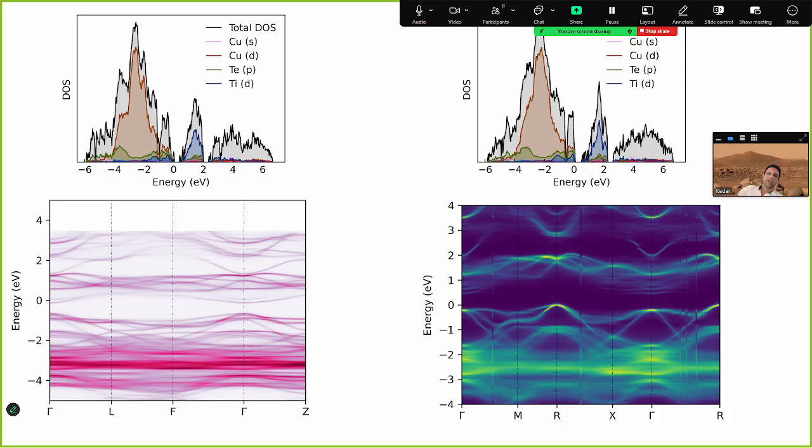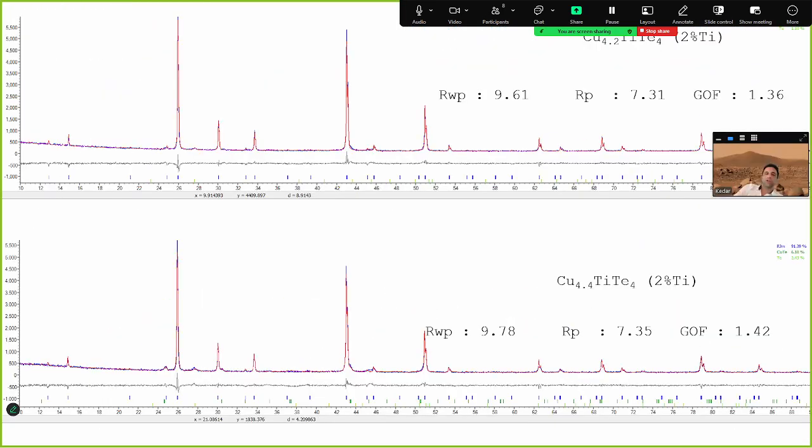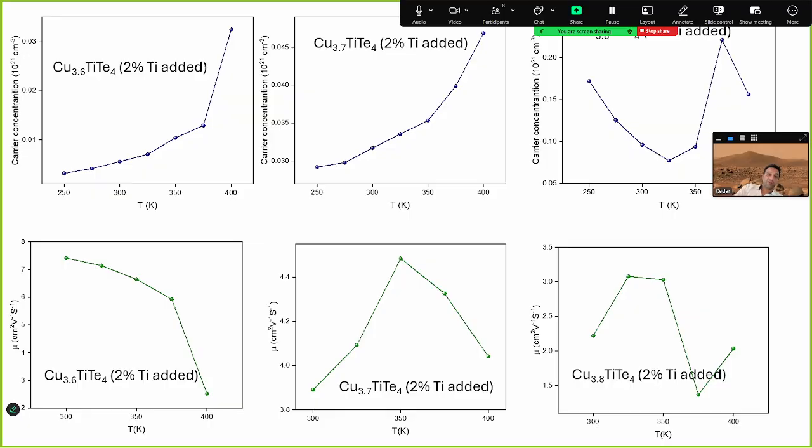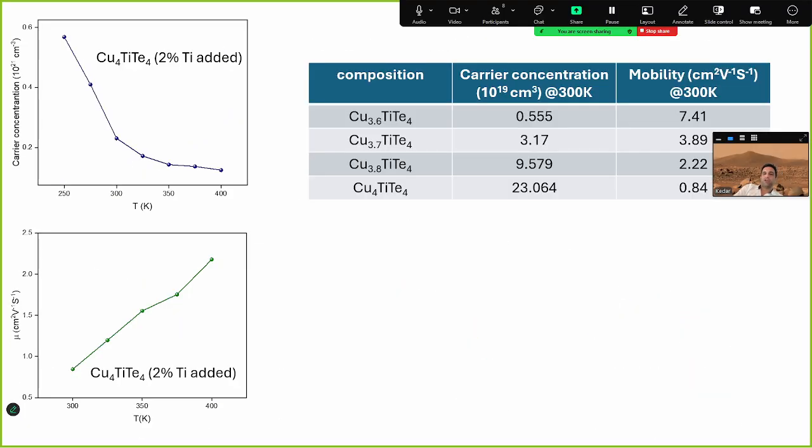Then you're not going to get a good power factor, because the carriers are very massive. You won't get good transport. But the thermal conductivity is very low. So I think we just write it up, and then you're done. Your paper is done.